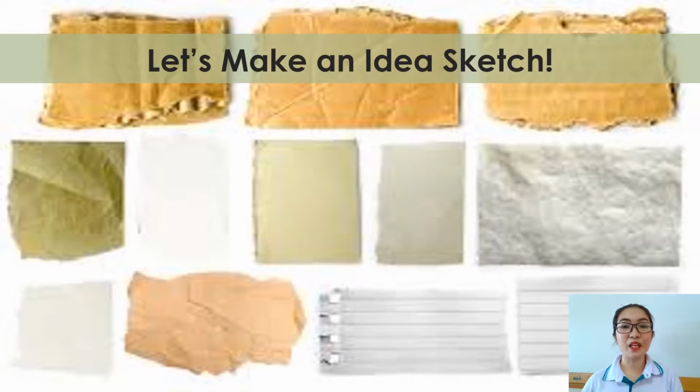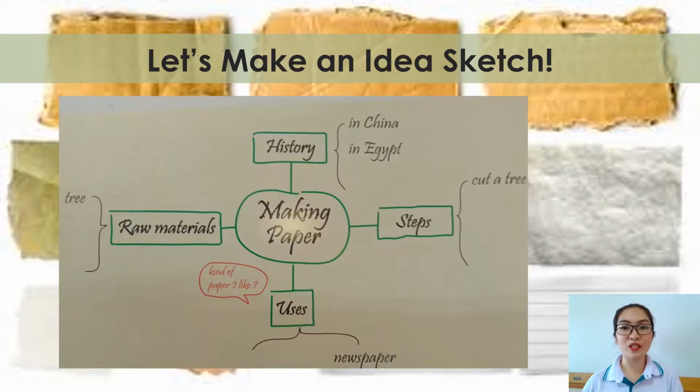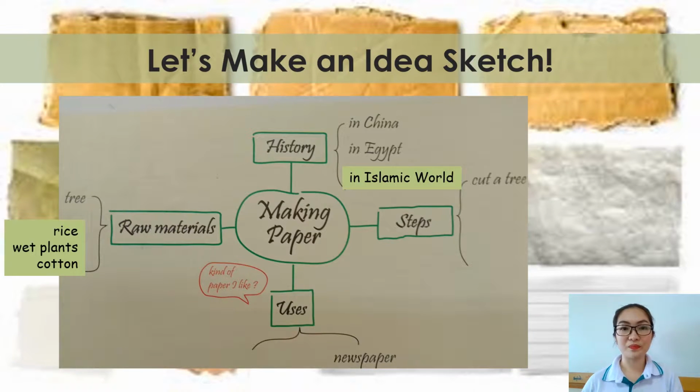After knowing the history of paper, the raw materials used for making it, and the paper making process, let's make an idea sketch to gather our ideas. First, for raw materials, other than trees, we can also use rice, wet plants, cotton, and others. In its history, paper originated in China, in Egypt, and in Islamic world.